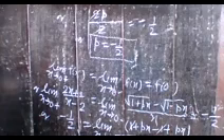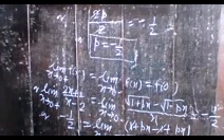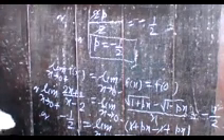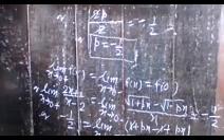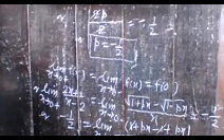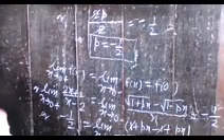In the same way, write the next question. Find the value of k for which f of x is continuous at x is equal to pi by 2. Continuous at x is equal to pi by 2.